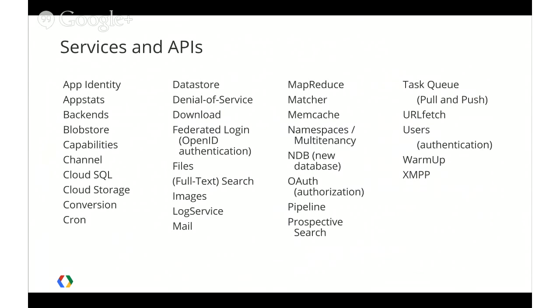So as I said, there's a lot of services and APIs. I believe there's about 35 to 40 just listed on this page. And these are all optional. You can use bits and pieces of each one. It just depends on what you need for your application. And these are all well documented on our public site as well.